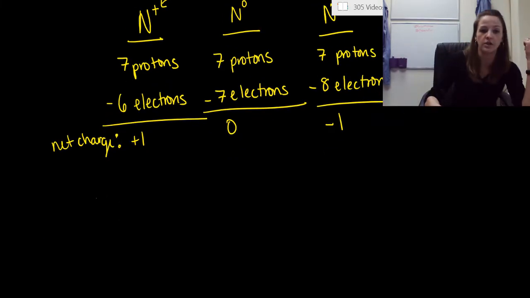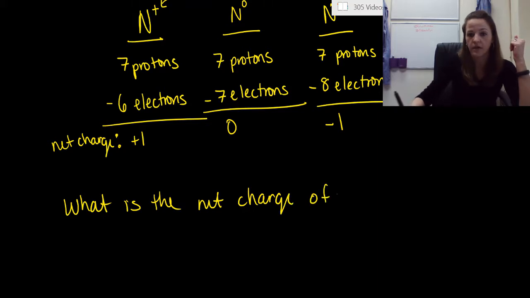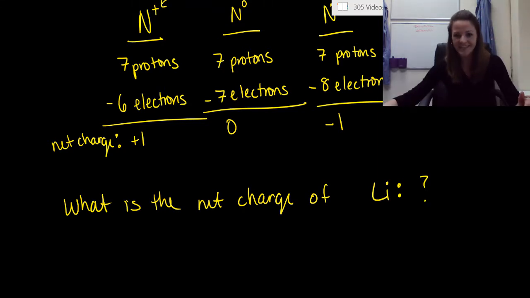So here's my question. What is the net charge of, I'm just going to draw it for you. That's lithium with two valence electrons. Go. Did you get an answer? Hopefully you did. So the first thing you would have to do is figure out how many protons lithium has.